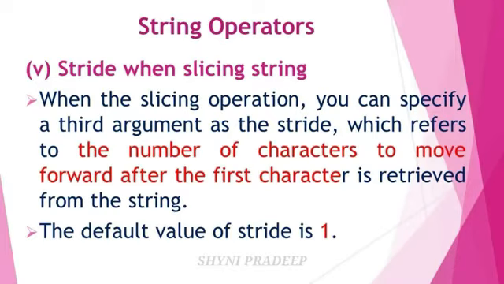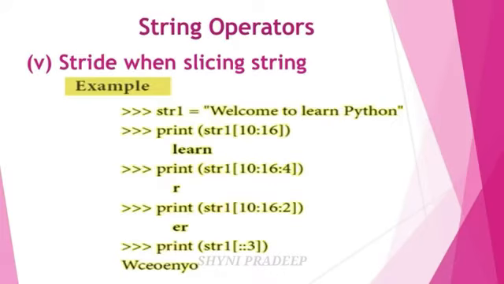See one example. Here str1 is a variable name and one string is given, Welcome to learn Python. Next, in the print statement, str1[10:16] is given. 10 is the start value and 16 is the end value. So here in this string you have to print from the 10th to the 16th character. So you have to assign the index positions from the starting character to the end character.